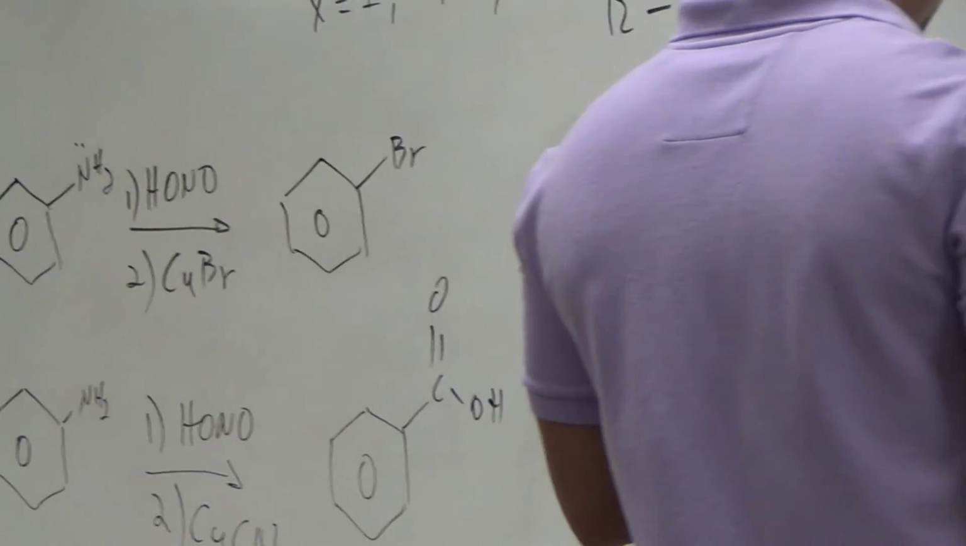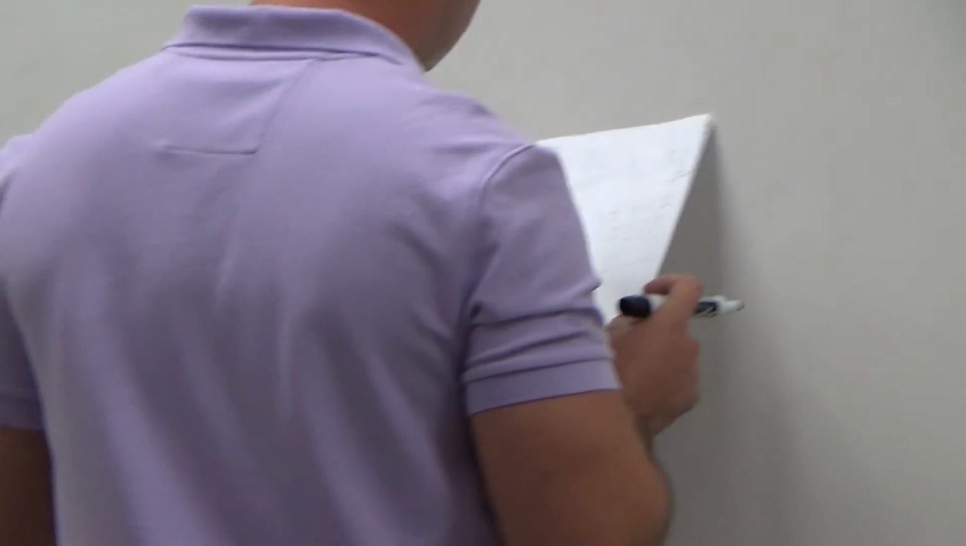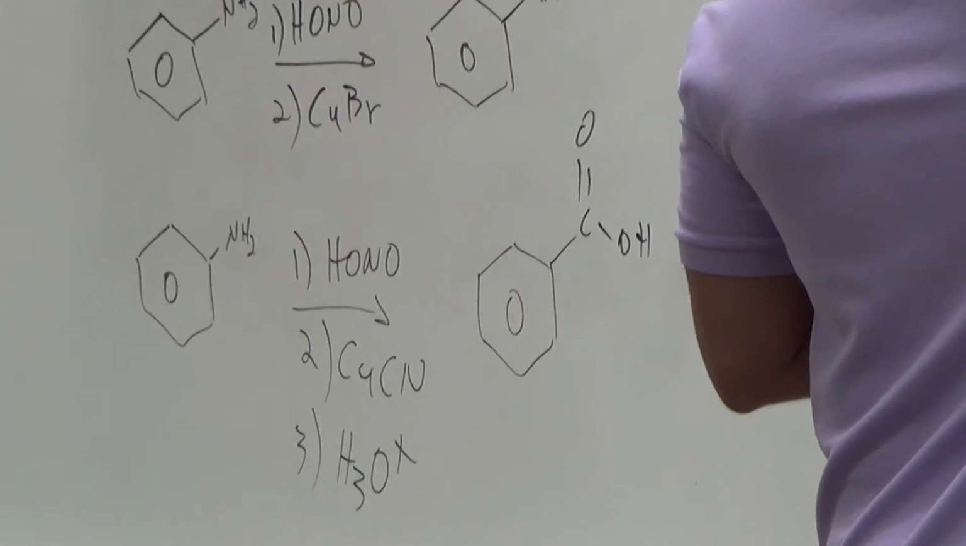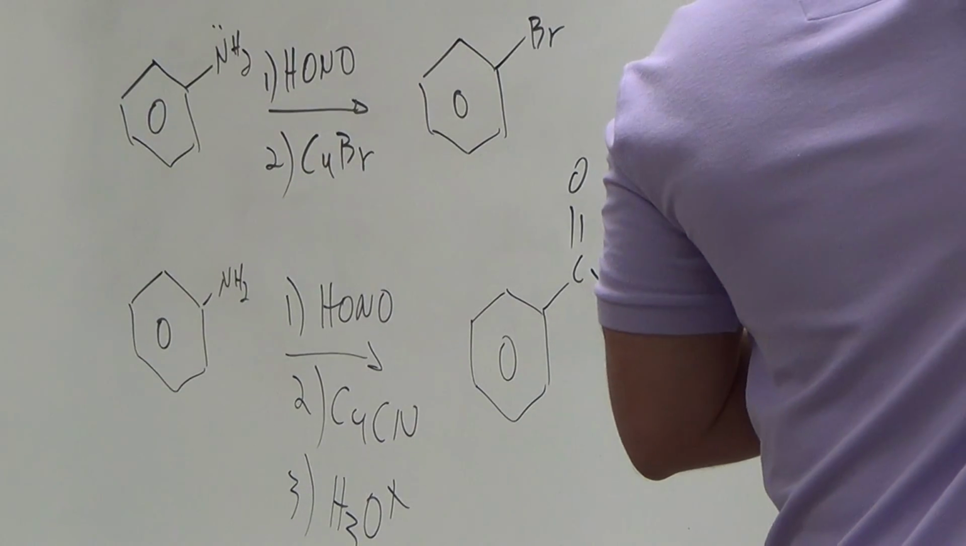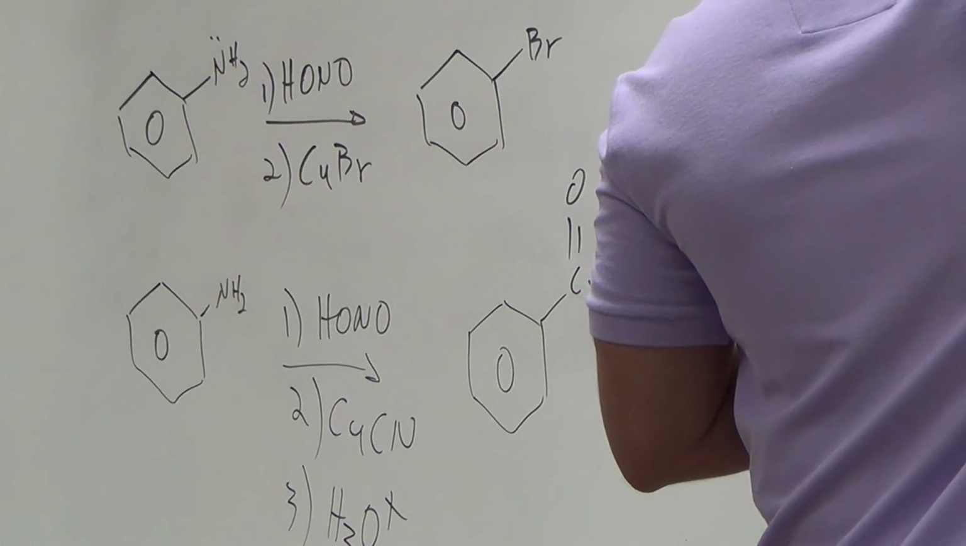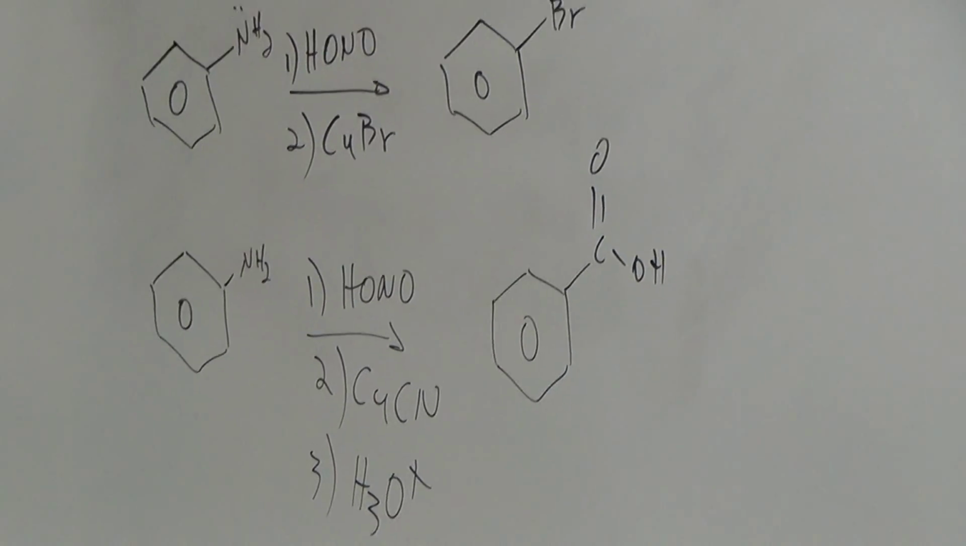So let's say. Okay, so first you have N2, then you add the copper and the CN. What? First, you use HONO, get N2, then you add the copper and the CN.